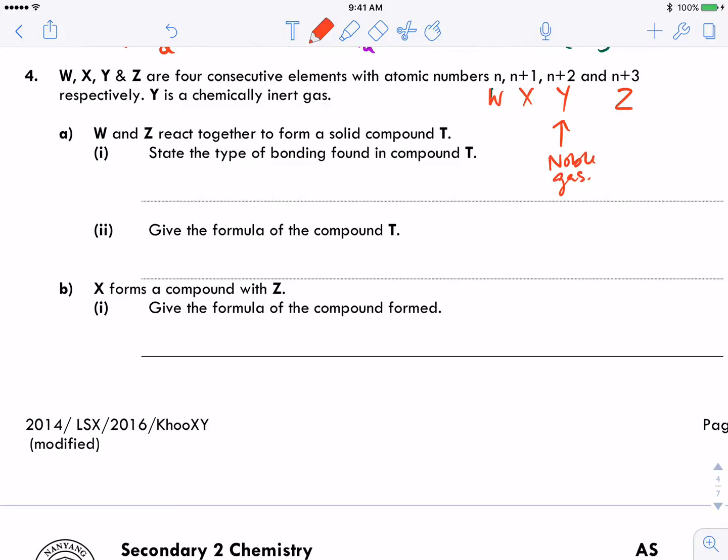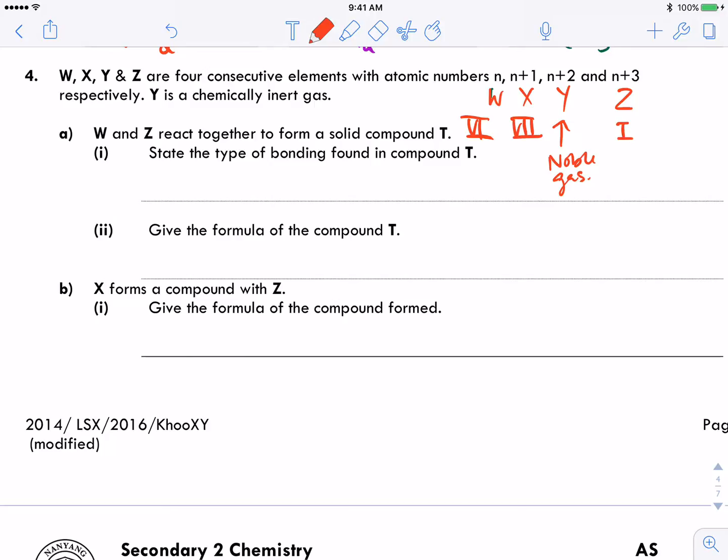So, what does it tell you about which group W, X, and Z are in? Okay, do you need the periodic table? Okay, you take out your periodic table and look at it. If you look at your periodic table, your noble gas is at the right at the end, the last column. So, if you are to have one proton number less than 8, you should be in group 7 and W should be in group 6. Okay, Z should be in the next period, in the next group, which is group 1.